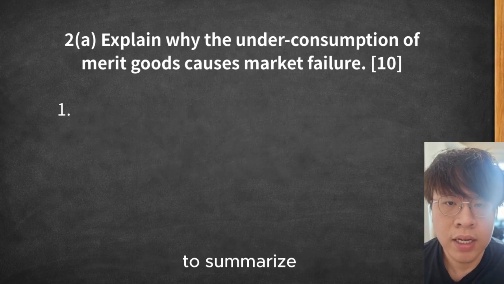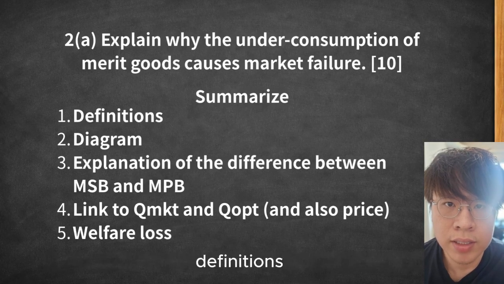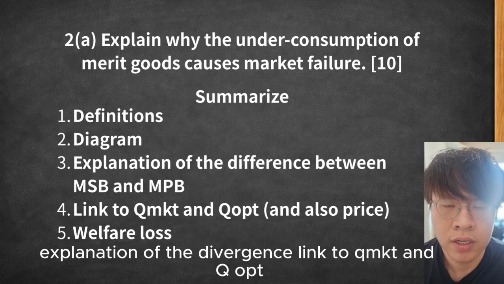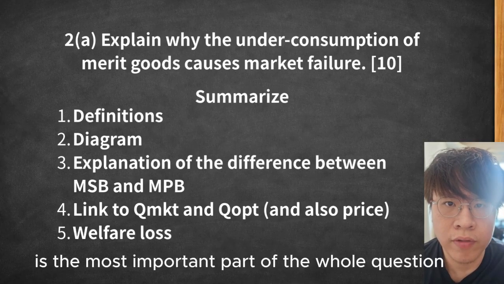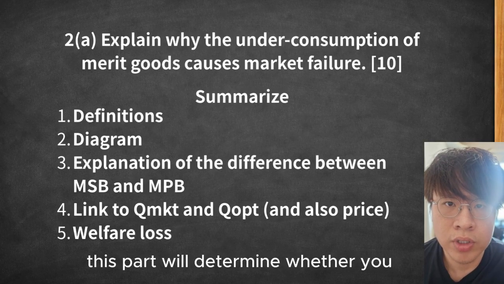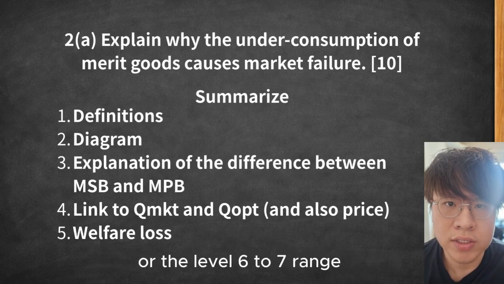To summarize, a strong 10-mark answer follows this structure. Definitions. Diagram. Explanation of the divergence. Link to QMKT and QOPT. Welfare loss. Remember, explaining the divergence is the most important part of the whole question. This part will determine whether you are in the level 4 to 5 range or the level 6 to 7 range.